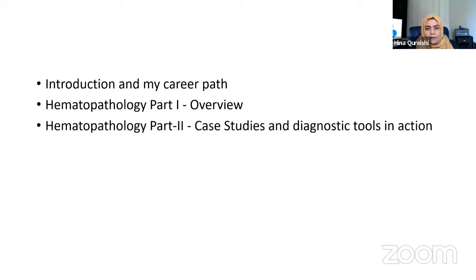And then in the middle, about half, the rest of the half of the talk will be about case studies and some diagnostic tools that we use and how I approach the diagnosis in my daily life. So it's not going to be too much in depth about disease entities, but I'll just give you an overview of certain diseases and how, as a hematopathologist, we approach the diagnosis.